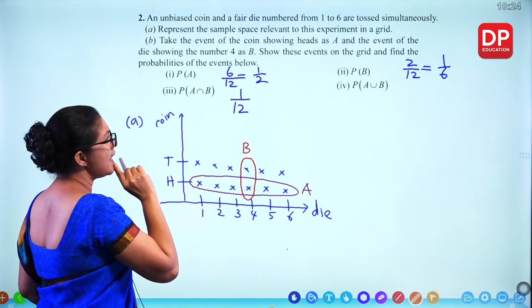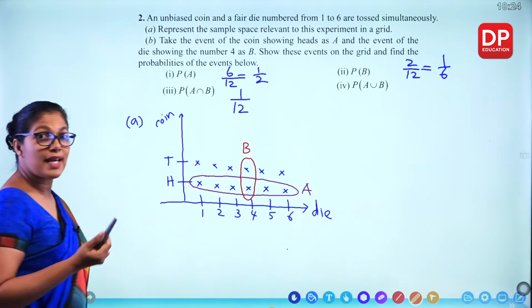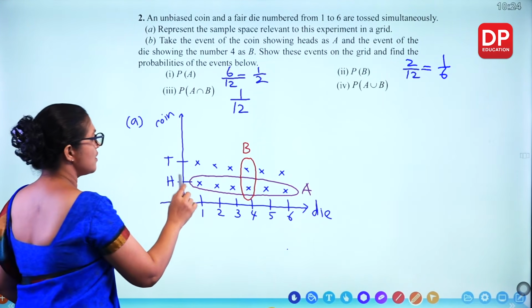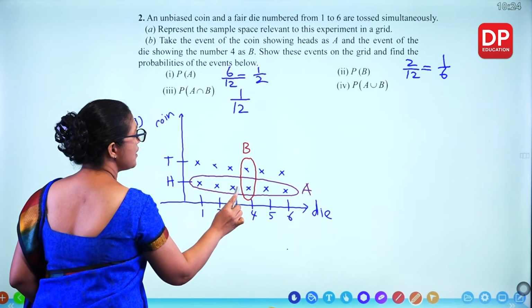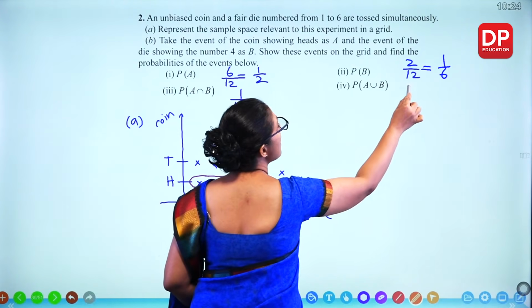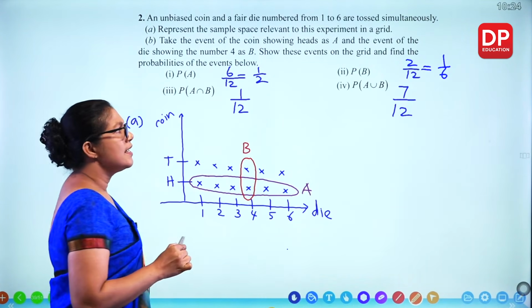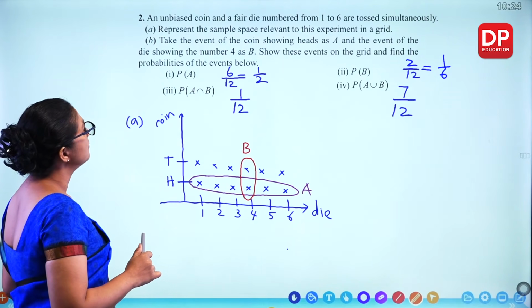Then union, you can use the formula for probability of A union B. Using the diagram also we can find it. We don't have to use the formula. So everything together: 1, 2, 3, 4, 5, 6, 7. 7 outcomes are there out of 12. So the union is 7 over 12.